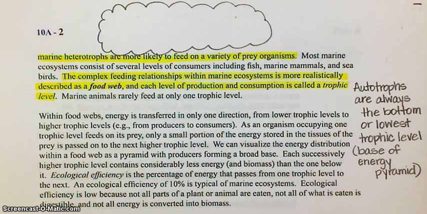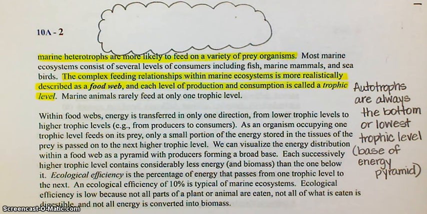Okay. Within food webs, energy is transferred in only one direction, from lower trophic levels to higher trophic levels, for example, from producers to consumers. As an organism occupying one trophic level feeds on its prey, only a small portion of the energy stored in the tissues of the prey is passed on to the next higher trophic level. We can visualize the energy distribution within a food web as a pyramid with producers forming a broad base. Each successively higher trophic level contains considerably less energy and biomass than the one below it.